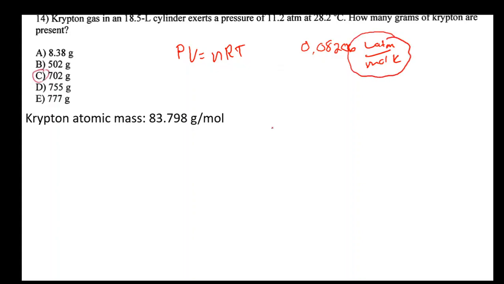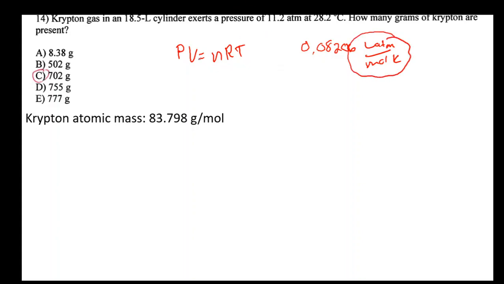PV is equal to nRT. The units of all this are going to depend on the question, but the R I always remember is 0.08206 liters times atmospheres per moles degree Kelvin. You essentially want the units of your pressure, your volume, your moles, and your temperature to match the units of your gas constant here.